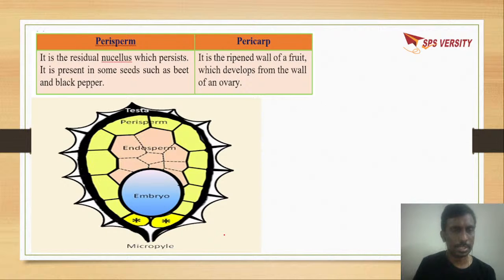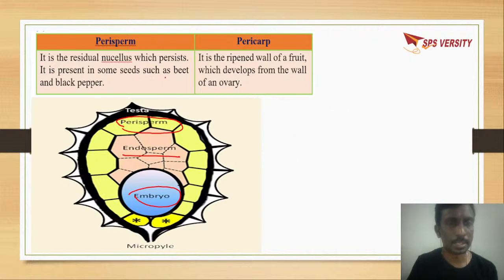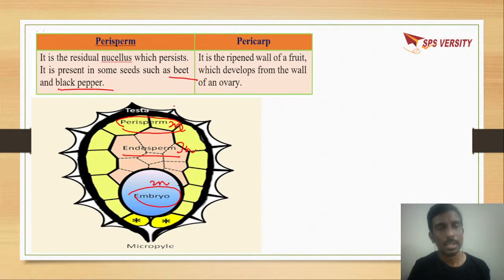So here you can see the clear diagram where different parts are seen. That is the embryo, the endosperm, and the left out nucellus after fertilization, the perisperm, which is seen only in some plants like beet and black pepper. Endosperm is triploid, perisperm is diploid, remaining all are diploid. Pericarp means the fruit wall of the ripened fruit.